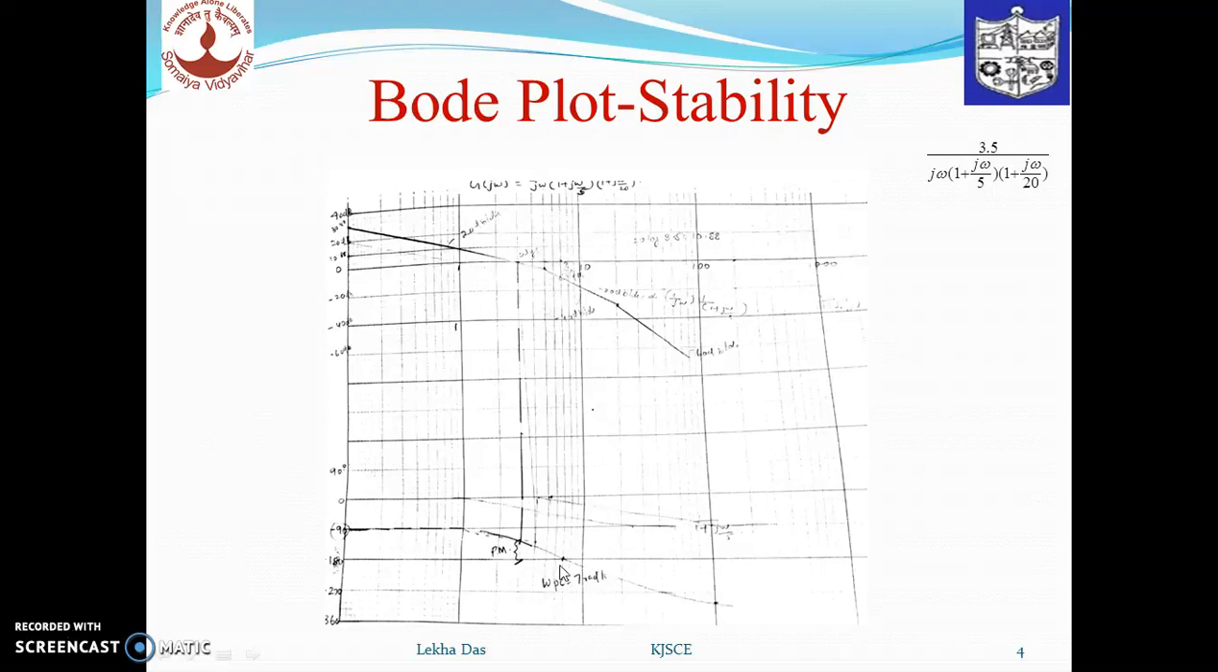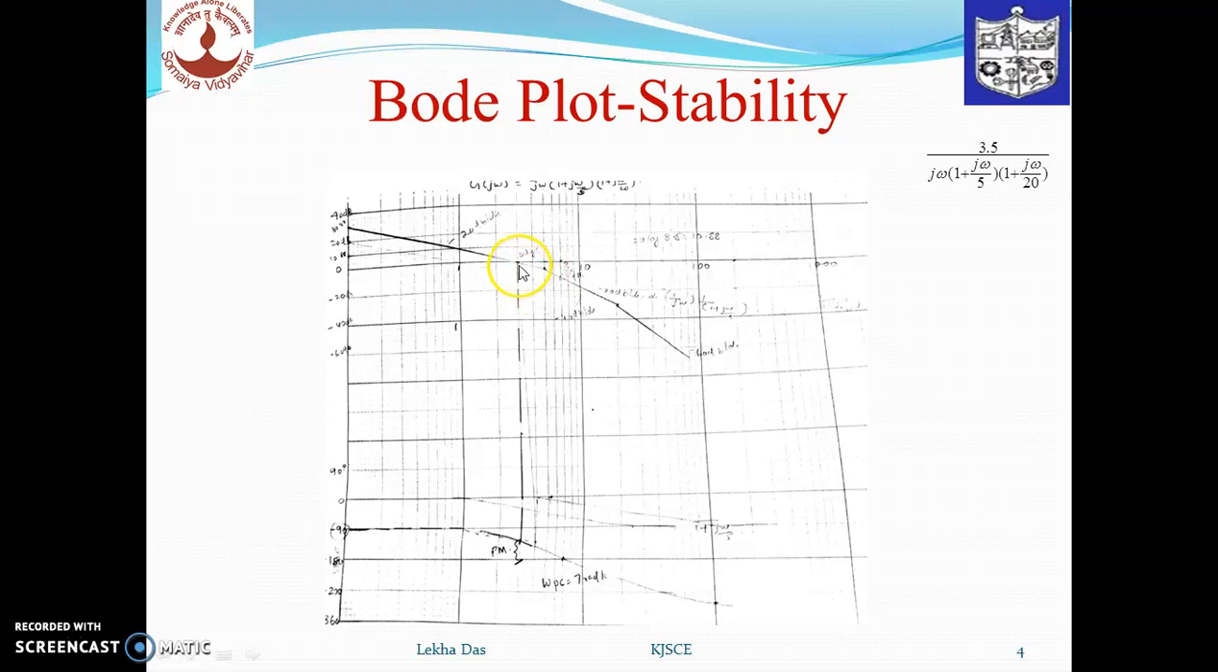Now to calculate gain margin at phase crossover frequency, that is this value, find the difference in the gain from 0 decibel. That is, the gain here is almost 12 to 13 dB. We will say 13 dB. So I have to add 13 dB to make it 0. So this is my gain margin. That is, 13 dB is the gain margin.